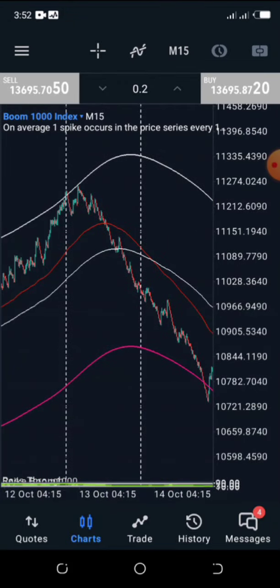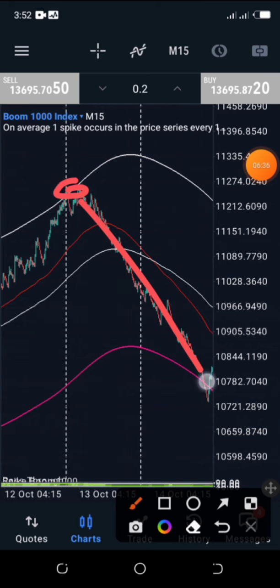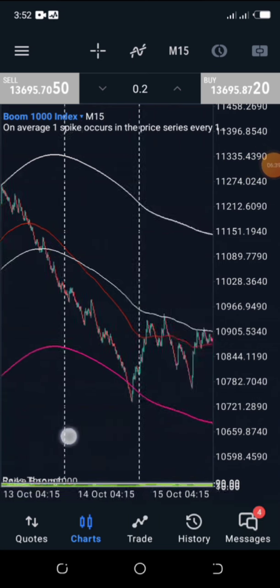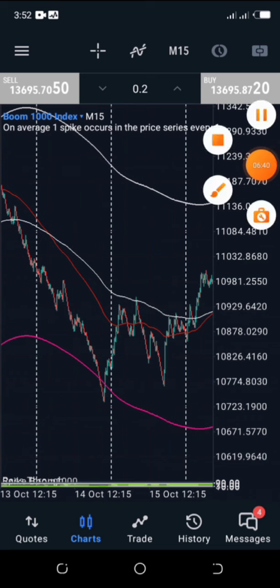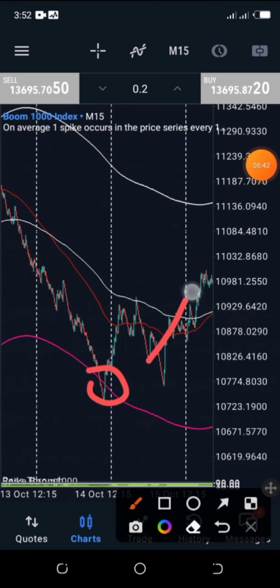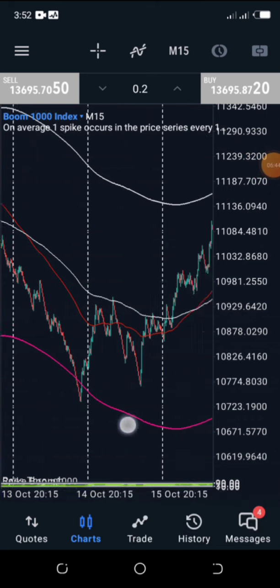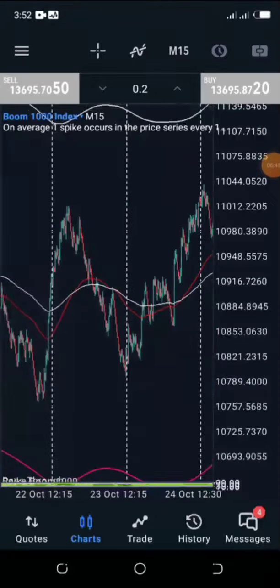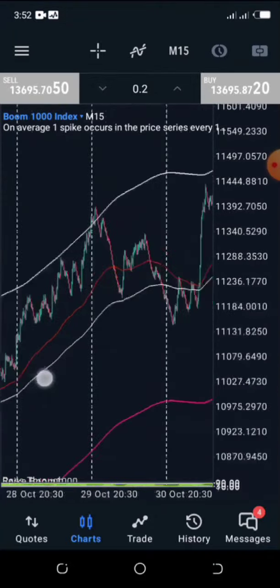For example, look at this one. Can you see this? What happens? It dropped to the downside, and immediately it's touching the downside. What happened again? It went to the upside. Do you get?